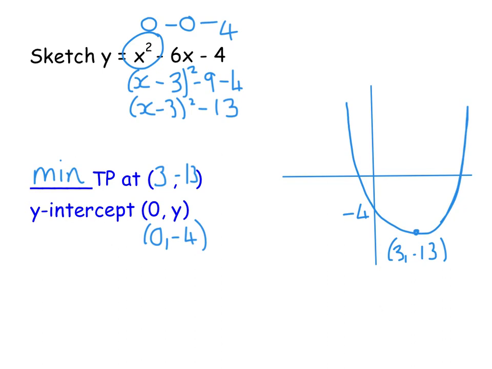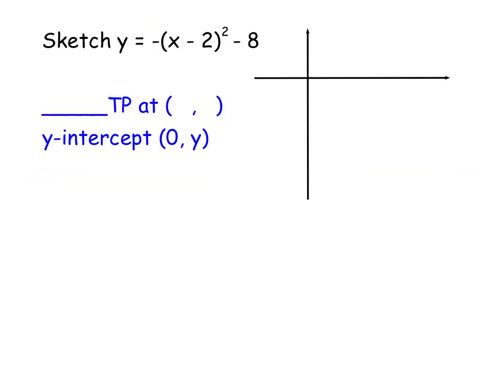That's that one sketched. And then this last one, I've already got it in completed the square form to save us a wee bit of work. Notice in this one though, look, this is different. It's got a negative in the front. That means we've got a sad face. So that means we have a maximum turning point this time.